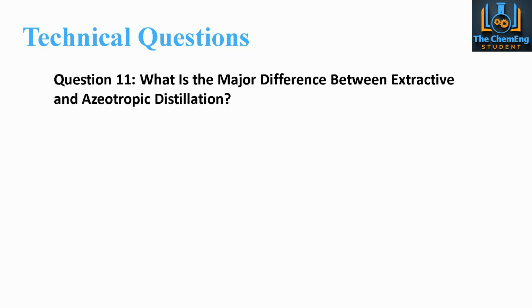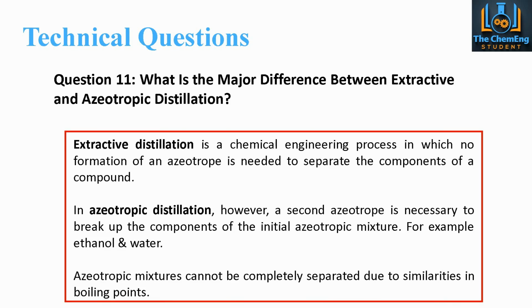Question 11 is, what is the major difference between extractive and azeotropic distillation? Well, if we define each of them first, then we can define what an azeotropic mixture is, and then we can see the difference. So extractive distillation is a chemical engineering process in which the formation of an azeotrope is not needed to separate the components of a compound, i.e. they can be extracted in the same vessel.